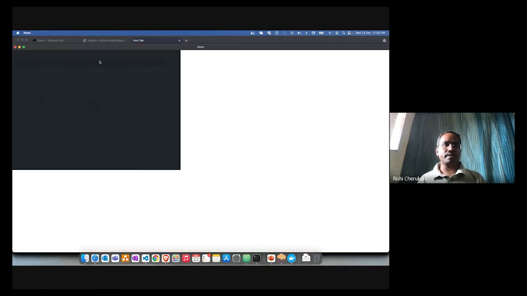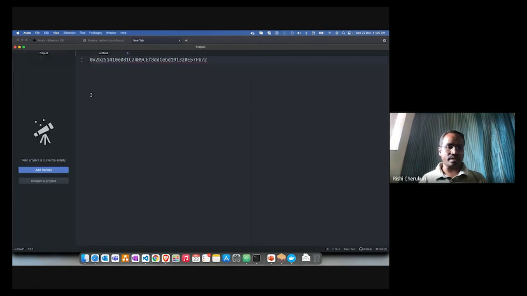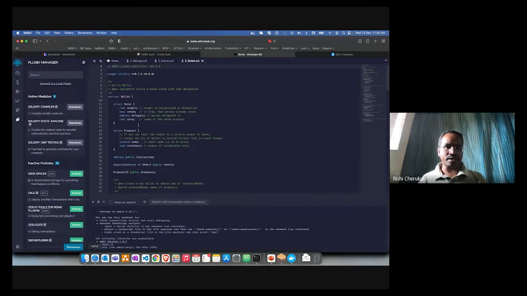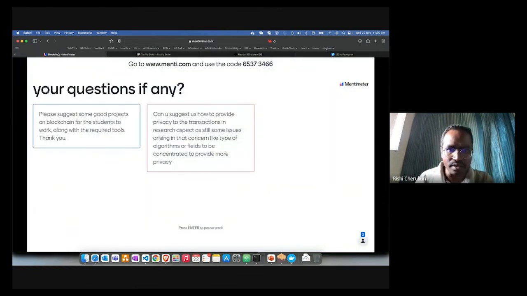Okay, so we are at 11 o'clock. Let me see the other question that came up. Ramakrishna sir, any more inputs? Can you suggest how to provide privacy to transactions in the research aspect? There are still some issues arising in that concern, like the type of algorithms or fields to be concentrated on to provide more privacy.